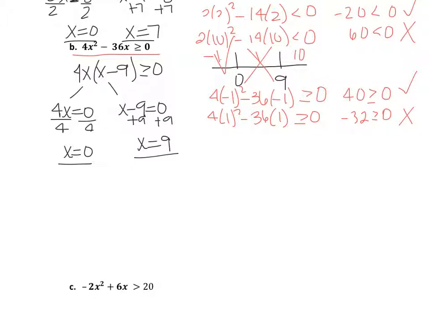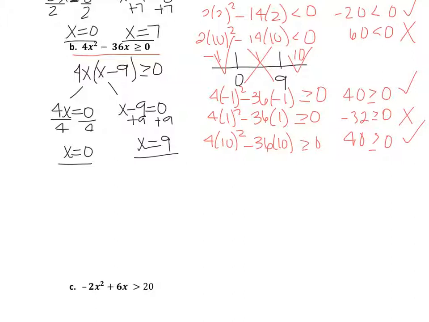Now I'm going to test 10. 4 times 10 squared minus 36 times 10. That's going to give me 40. Is 40 greater than or equal to 0? That's a true statement. So notice I have two intervals that give me true statements here. I'm going to write that as my solution.